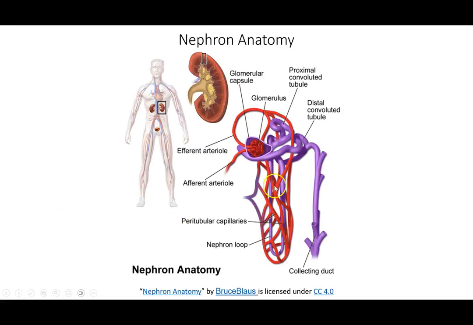So again, here's our nephron shown in purple in this particular image. So that glomerular capsule is that layer of cells. The glomerulus itself is again actual capillaries. So they're also called the glomerular capillaries sometimes. And then we can have that blood filtered out, and from there it will pass through that proximal convoluted tubule, then through the nephron loop, which will be the descending limb, and then the ascending limb, then through that distal convoluted tubule into the collecting duct.